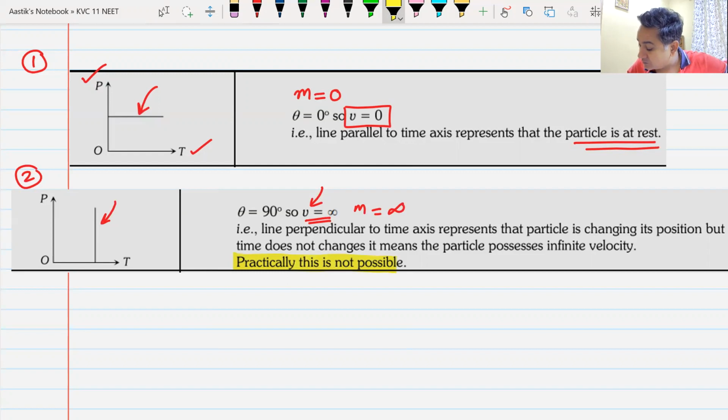Here, if we look at this graph, time is same, but the position is changing. How is that possible? Without any changing time, how can position change? Therefore, this graph is not possible. Do we understand this? Please note it down.